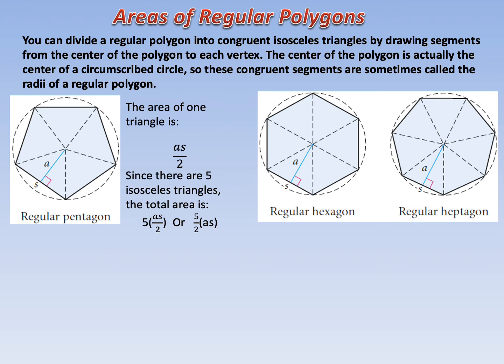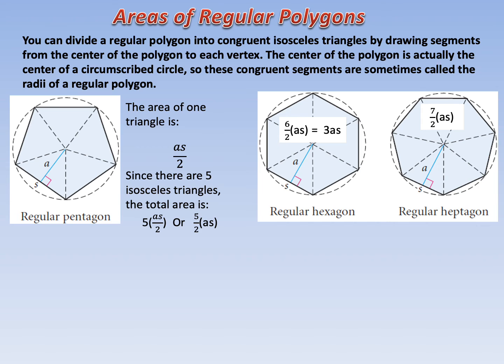Here's a regular hexagon, which we can do the same thing. The height times half of the side times 6, all divided by 2 gives you the area. And with a heptagon, that works as well. 7 sides divided by 2 times the apothem times the side length.